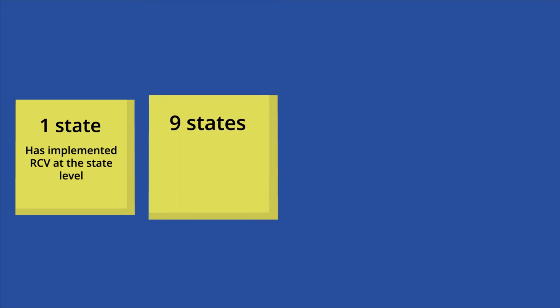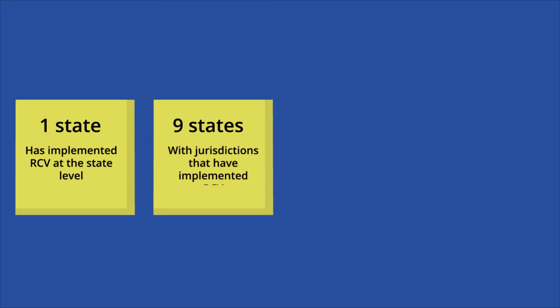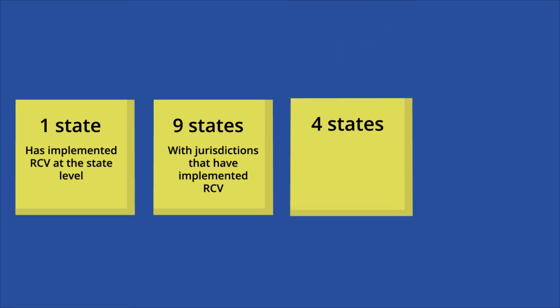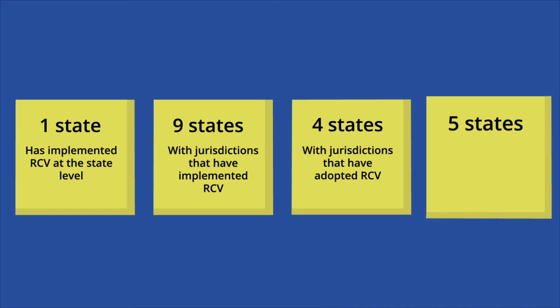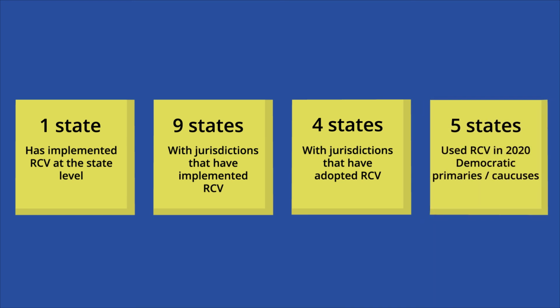As of 2019, only one U.S. state, Maine, has implemented ranked choice voting at the state level. 9 states, however, contain jurisdictions that have implemented some level of RCV, and 4 states include jurisdictions that have adopted but not implemented RCV in local elections. In the 2020 Democratic primaries, Alaska, Hawaii, Kansas, Wyoming, and Nevada used RCV. The vast majority of elections in the U.S., though, are still held under a plurality-based system.